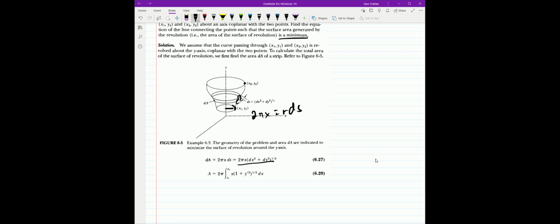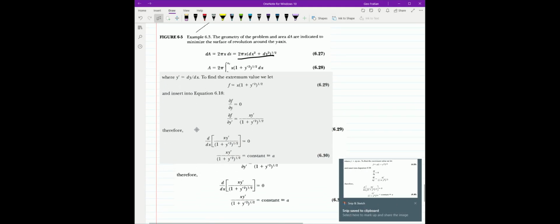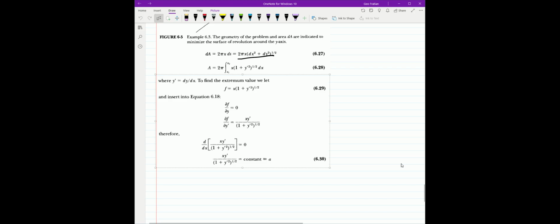And then we can calculate the area just by taking the integral, right? And then taking that integral, let's just screenshot the rest of this, where again y prime is dy/dx. So to find the extreme value, we can let f equal this again, similar to what it was before. Last time it was the square root of 1 plus y prime squared over x. Now x is over here, but it's basically just f dx, right? So if we insert it into equation 6.18, the derivative with respect to y is 0, right? Because there's only a y prime here.